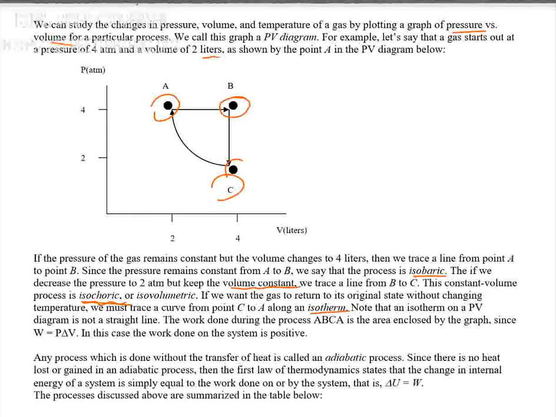An isothermal process is a process at constant temperature. Note that the isothermal on a PV diagram is not a straight line, it's a curve. The work done during the process ABCA, that means over the closed loop, is the area. Which area? This area. The area enclosed is the work done by this process. Therefore, we can calculate the area enclosed to get the work extracted.